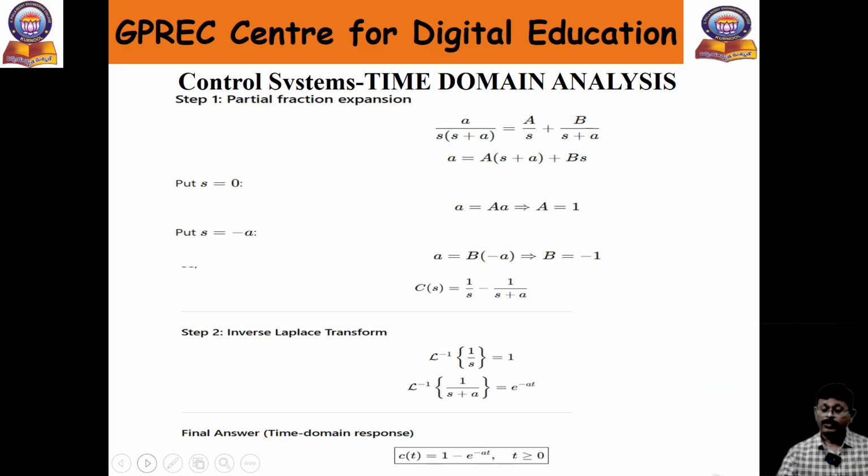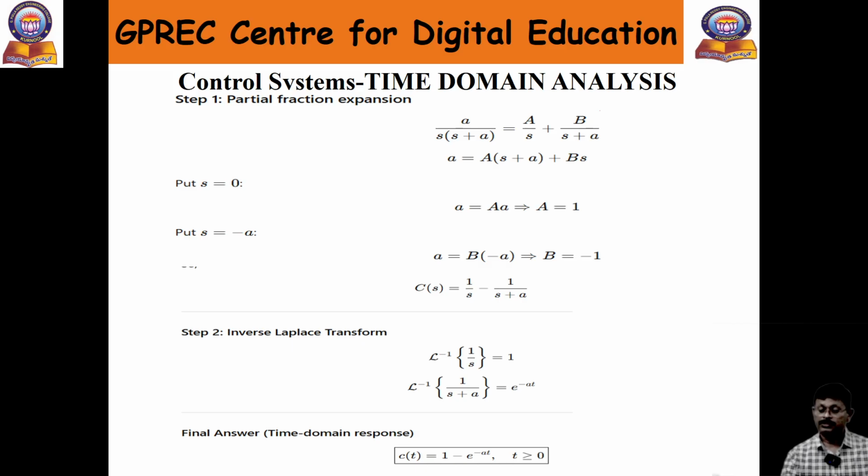Now take the partial fraction. So I'm taking A/s plus B/(s+a). You already studied this partial fraction method in mathematics in high school or maybe intermediate, right? So how do we find the constants A and B using partial fractions? Now you equate the numerator values.